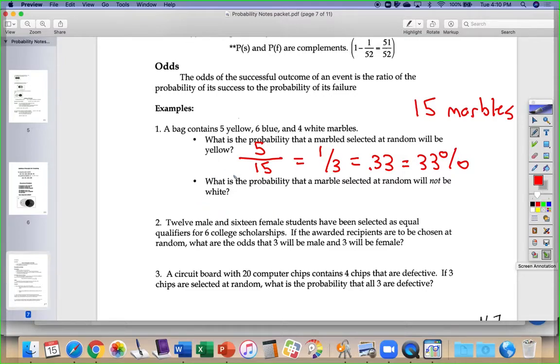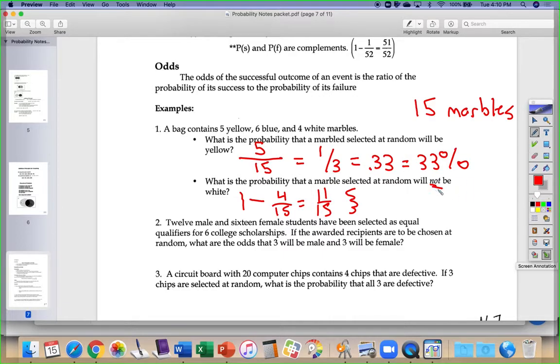Okay, next one. What is the probability that a marble selected at random will not be white? Well, let's do this 2 different ways. We can say it's going to be 1 minus the probability of a white, because to do a not probability, just do 1 minus the actual probability. So 1 minus 4 out of 15. What does that leave me with? 11 out of 15. This is a simple one.